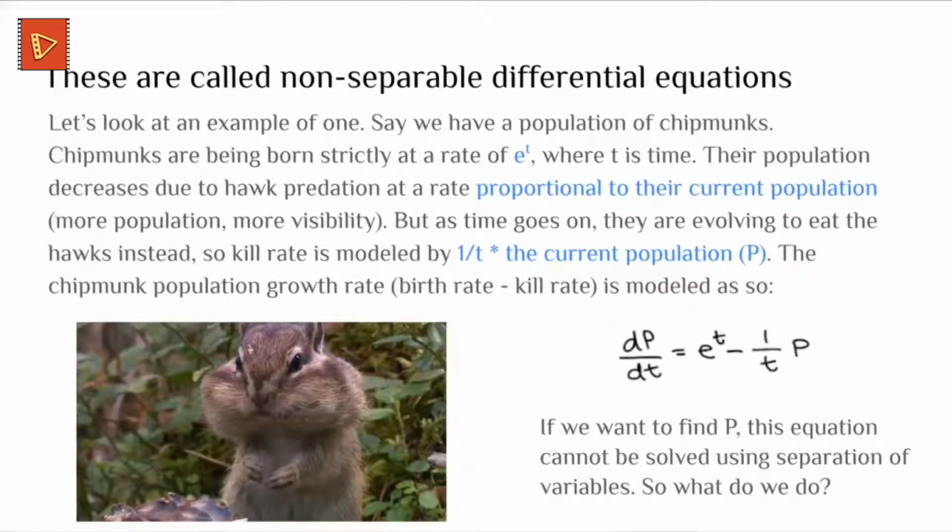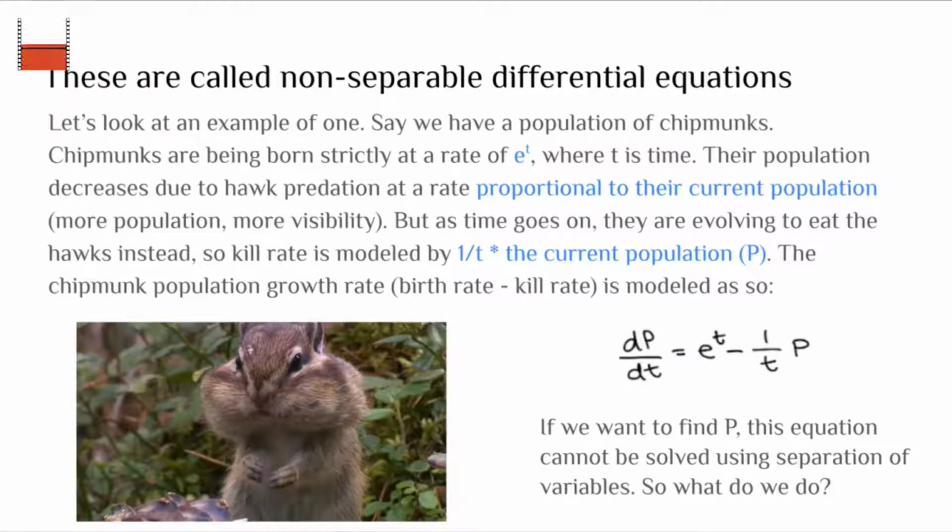So let's put this into perspective and look at a real-life example of using non-separable differential equations. Say we have a population of chipmunks, and they're being born strictly at a rate of e to the power of t, where t is time. Their population decreases due to hawk predation at a rate proportional to their current population, as more population would give more visibility to hawks, of course. But as time goes on, they are evolving to eat the hawks instead. So kill rate is modeled by 1 over t times the current population. The chipmunk population growth rate, birth rate minus kill rate, is modeled as so in this very real-life example.